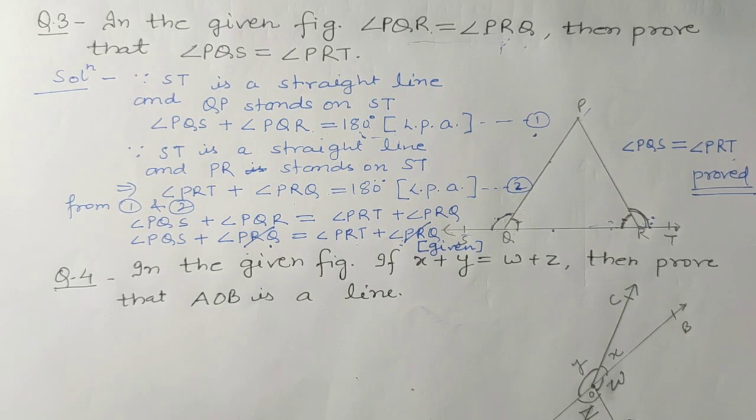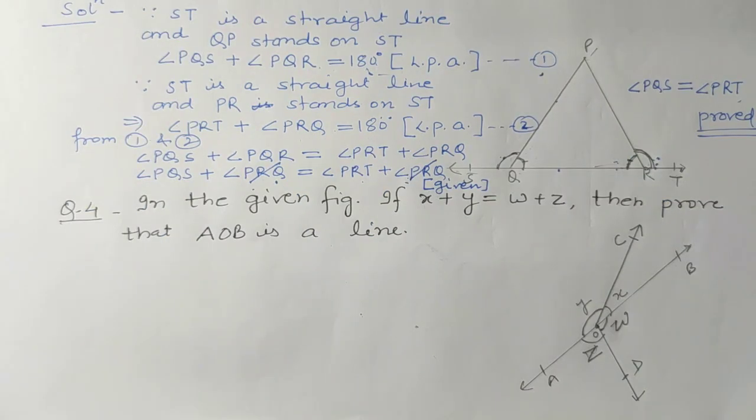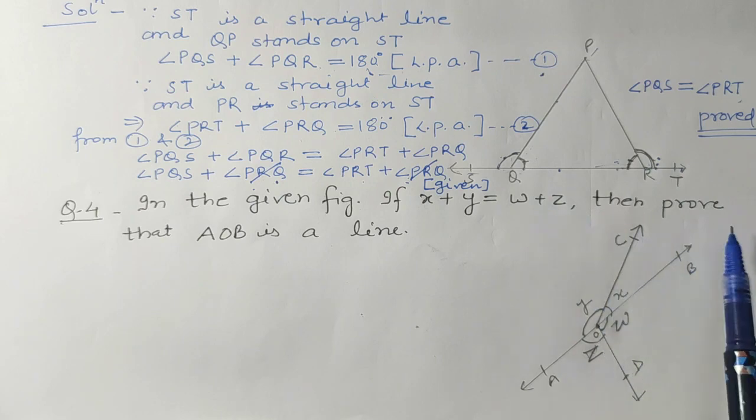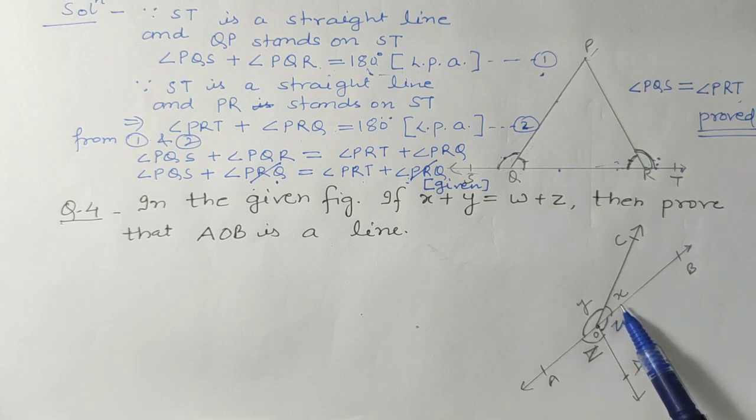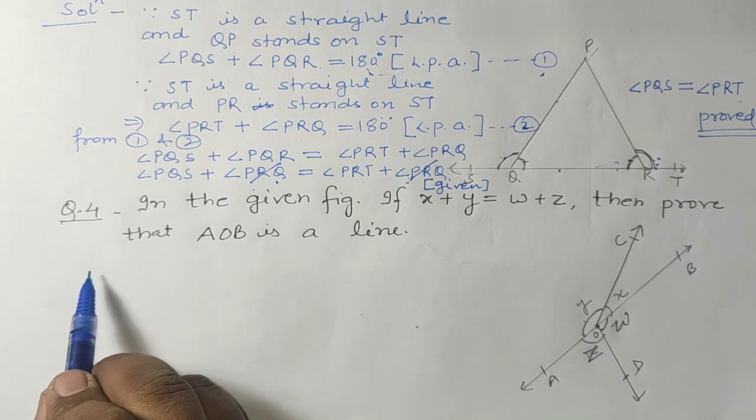Now coming to the next question, students, you can pause the video and note it down. Next question, question number 4: in the given figure, if x plus y is equal to w plus z, then prove that AOB is a straight line. See, it is given that the sum of these two angles, x plus y, is equal to the sum of these two angles, that is w plus z. You have to prove that this AOB is a straight line. Okay, so let us see how we will solve this question.